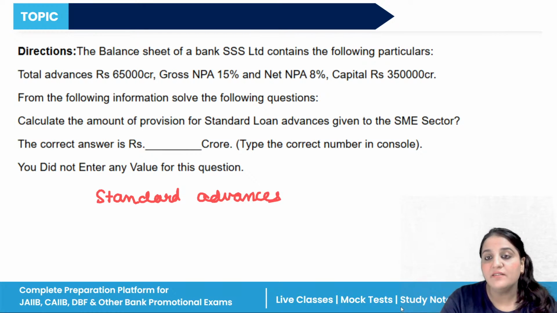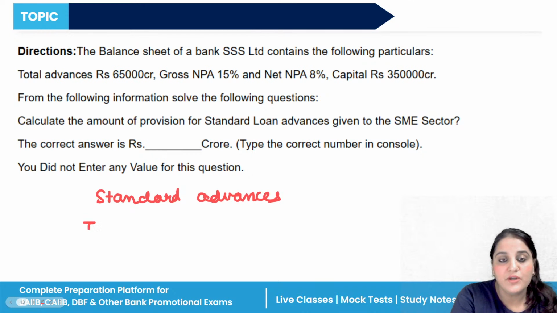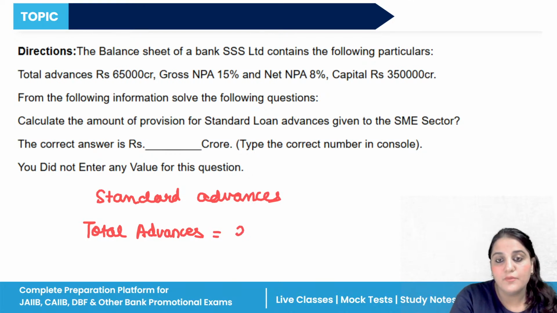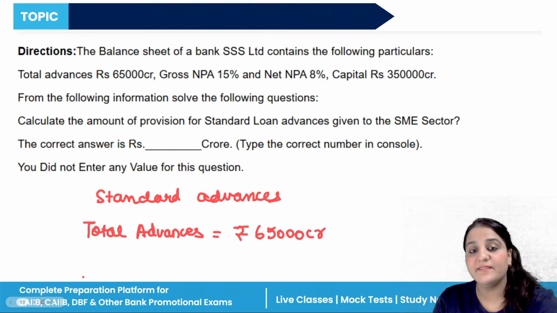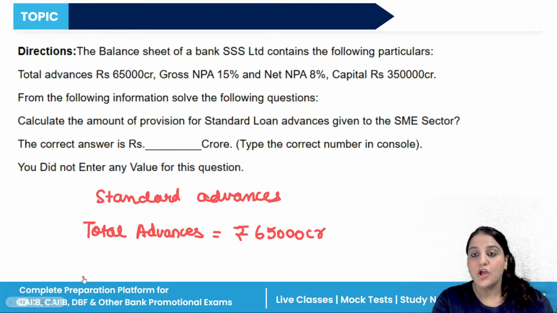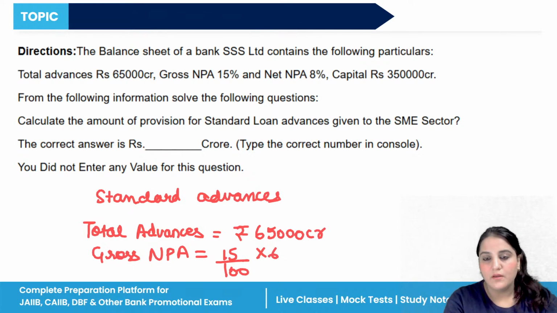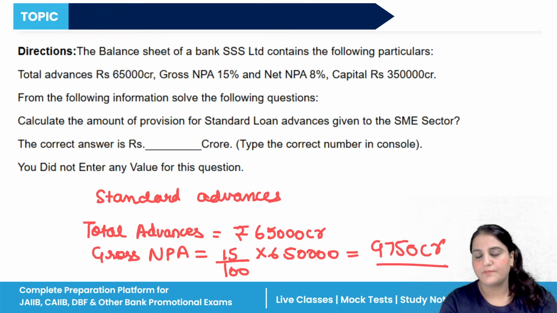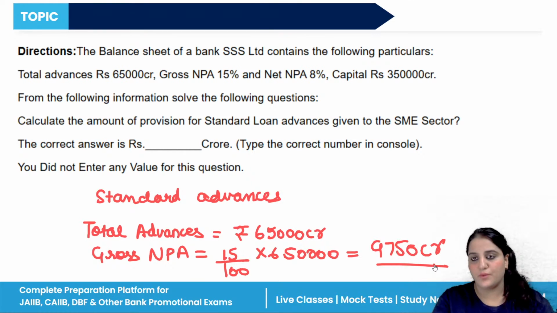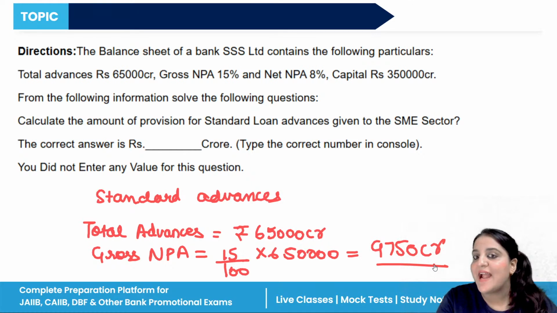So provision for standard loan advances given to the SME sector. Here total advances are given. How much are total advances? Rupees 65,000 crore, right? And in this case, gross NPA is 15% of the advances, which is near about 9750 crore. Got it? 9750 crore. These are the non-standard assets.